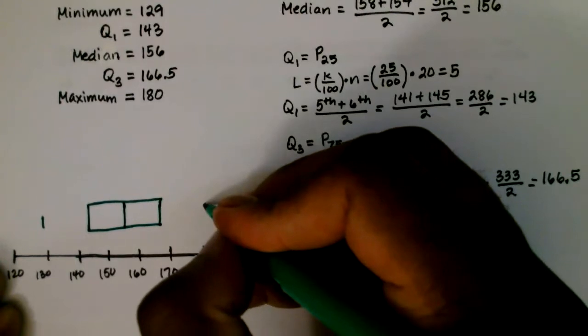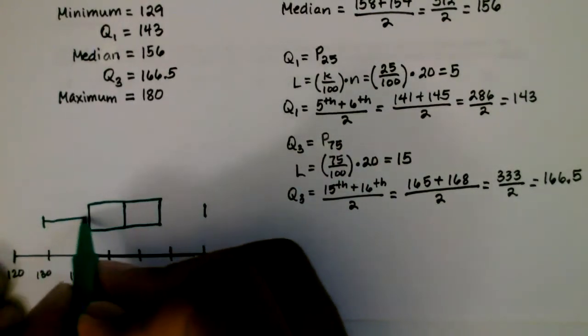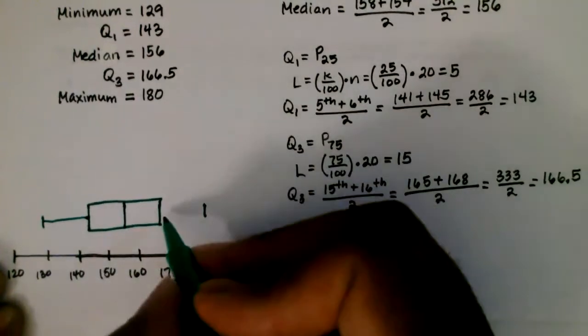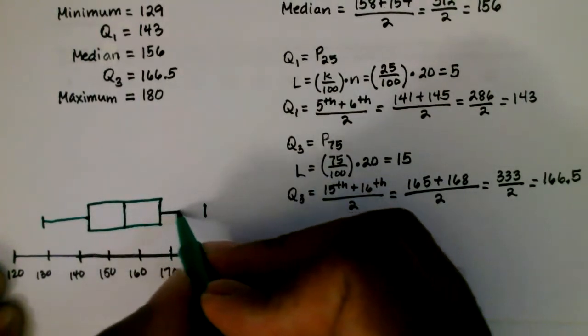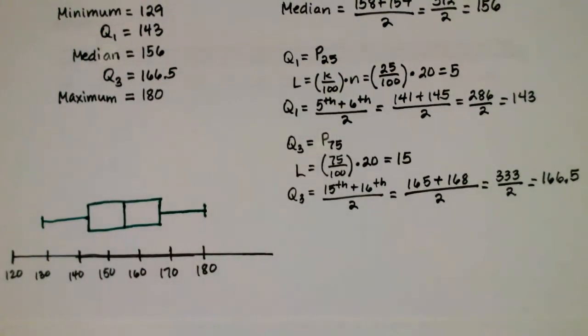Well, 180 is there. Now, this is where I draw the whiskers. That extends from the minimum value up to Q1. The other whisker will extend from Q3 up to the maximum value. Okay, so that's what our box and whisker plot looks like for this data set. And that's how we construct a box and whisker plot.